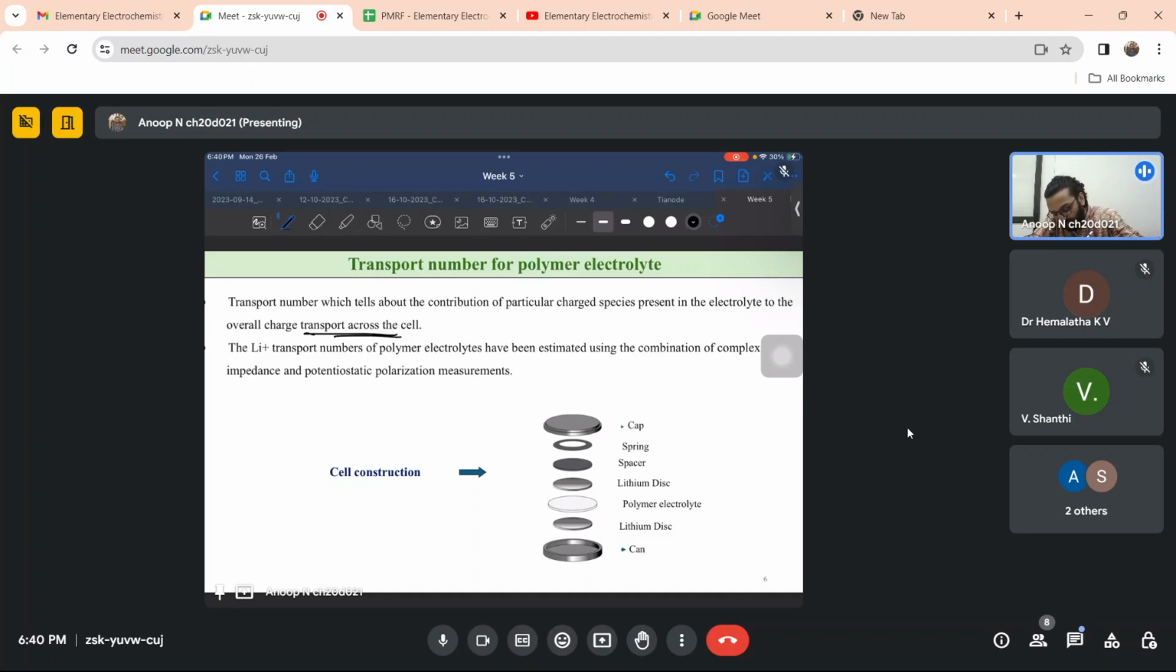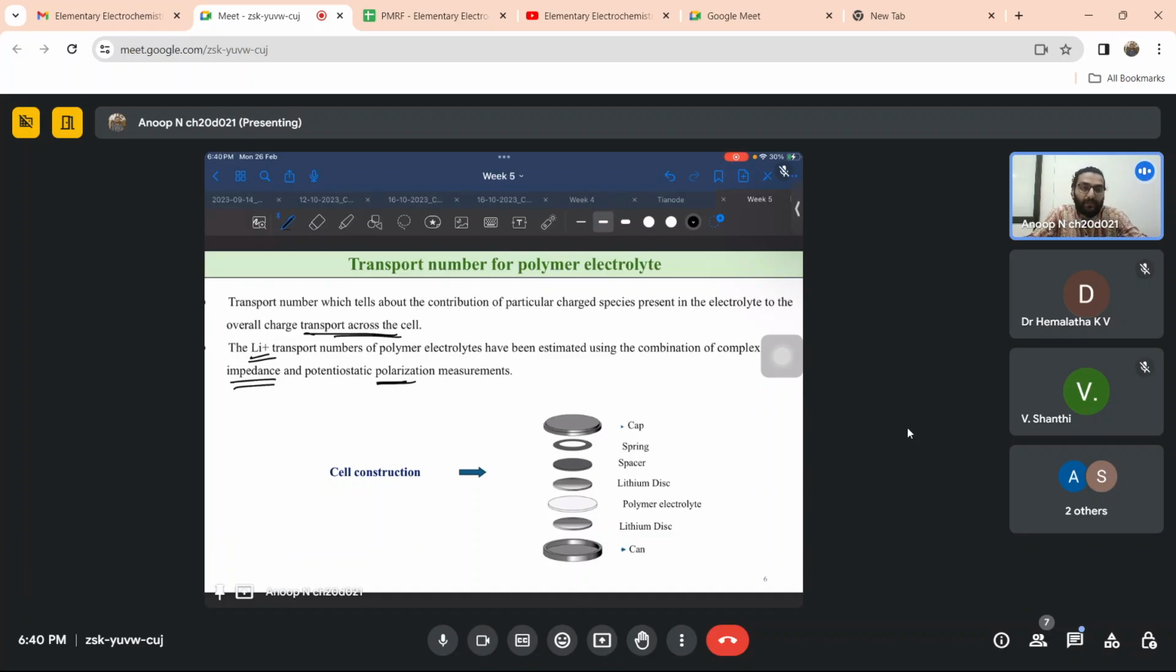Here we are trying to find out the transport number of Li+ in a lithium ion battery. The Li+ transport number in a polymer electrolyte has been estimated using a combination of electrochemical impedance spectroscopy and a polarization measurement. This is a technique; if you don't know it, don't worry, this is not going to come for exams. So, impedance spectroscopy and polarization.